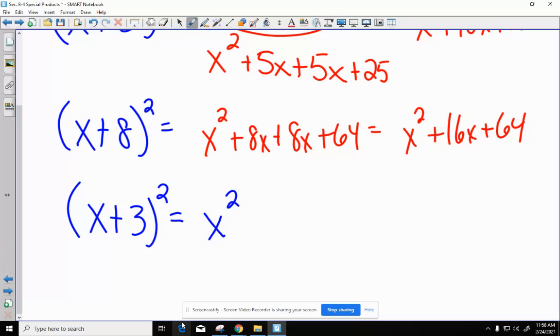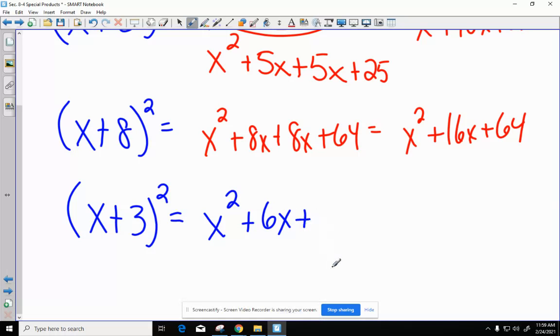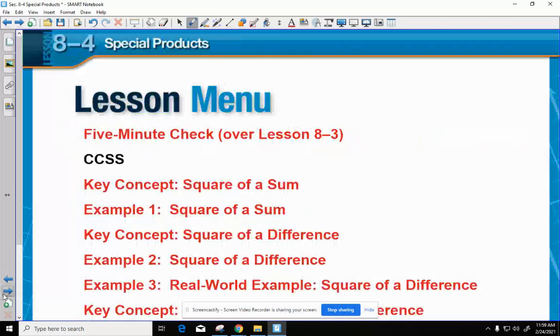Anna, how did you end up with the middle part? I looked at the other equations. They had the exact same thing, like 8 plus 8 is 16, and 5 plus 5 is 10, so 3 plus 3 is 6. Okay, so because those outers and inners are going to produce the same pieces, I know that that's going to be 2 of those 3 x's, which turns into a 6x. And how did you get this number on the end? 3 times 3, and you get a 9. Okay. So that is two-thirds of the idea we're going to take a look at today.